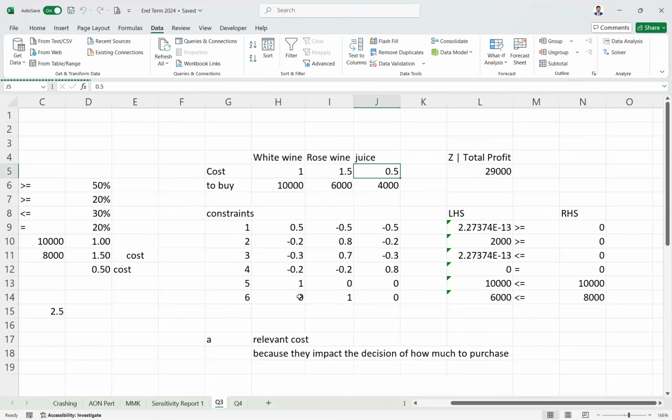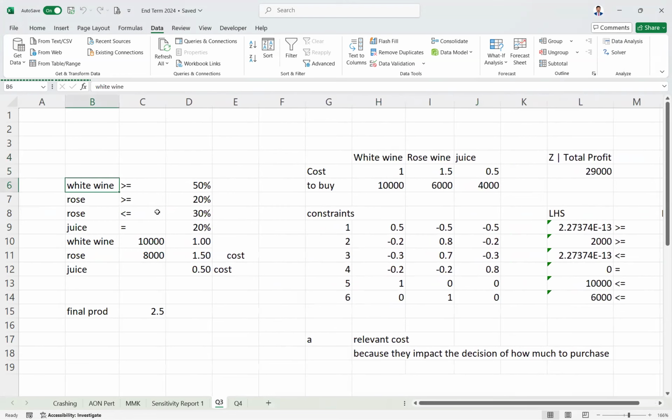And the constraints are like this. White wine's composition in the final mixture should be greater than or equal to 50%. Rose should be between 20 and 30, greater than or equal to 20 and less than or equal to 30. Juice should be exactly 20%. White wine you can purchase only up to 10,000 gallons, as the supplier cannot give you more than that. Rose also is the same case, not more than 8,000 gallons can be provided. So we have all 6 constraints, translated like this.